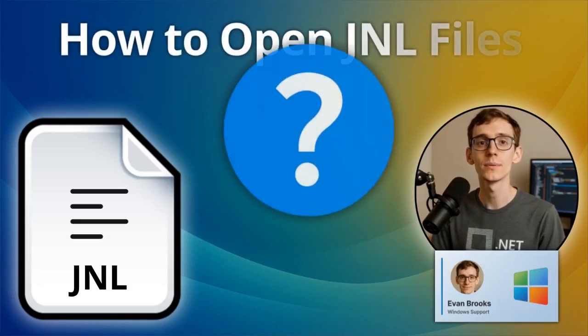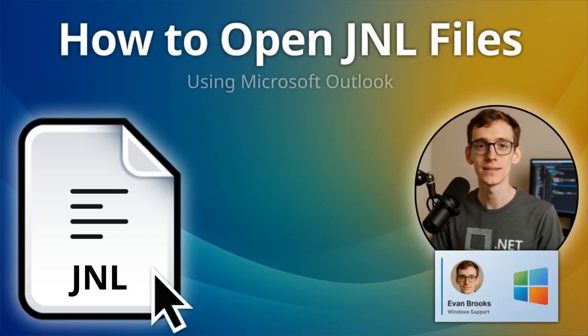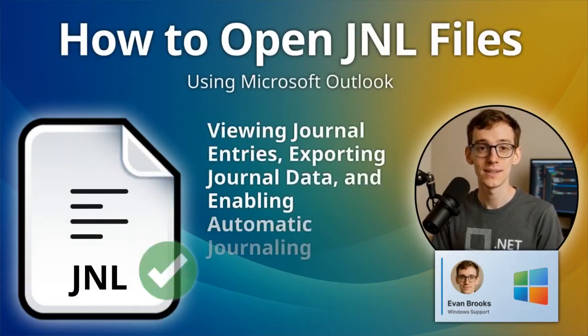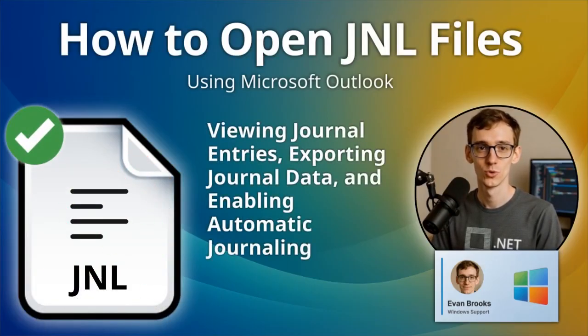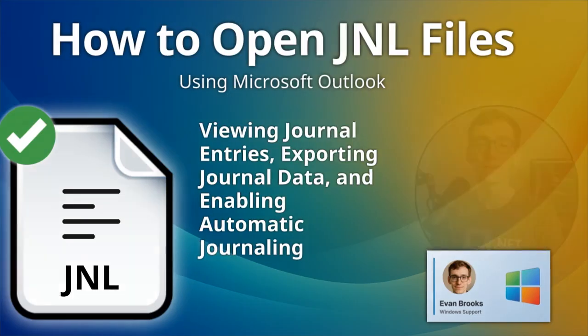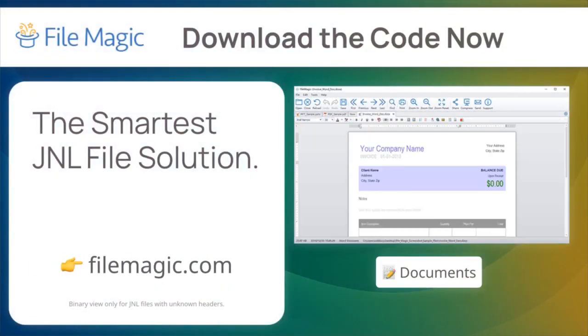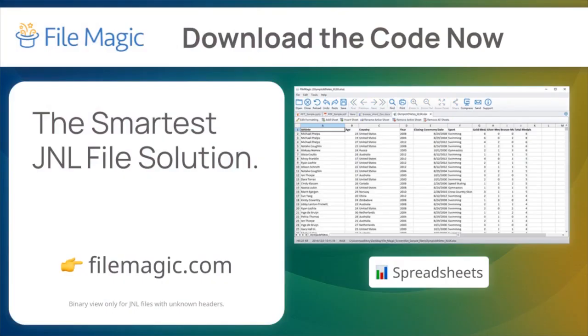That JNL file is a Microsoft Outlook journal entry, storing time-stamped activity tracking records and interaction logs. I'm Evan Brooks, Certified Support Engineer, and I'll help you access or export these Outlook journal entries. Near the end, we'll discuss the essential features of a professional-grade JNL file inspection tool that supports hundreds of other formats as well.